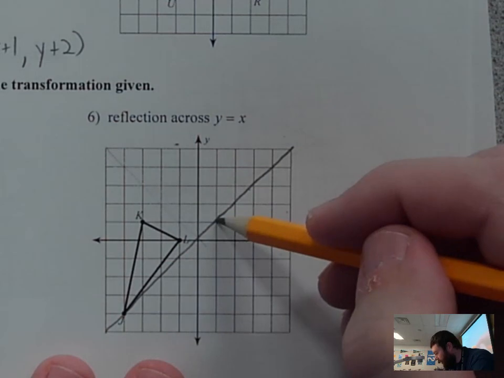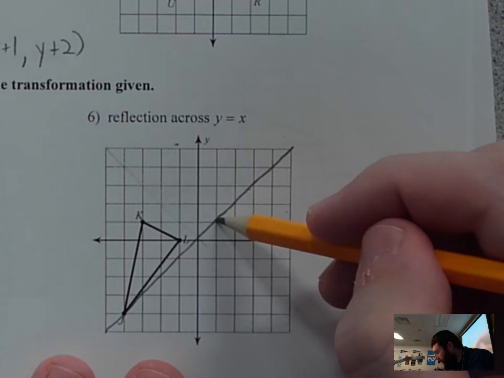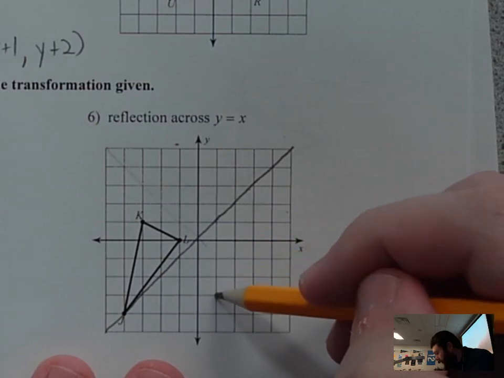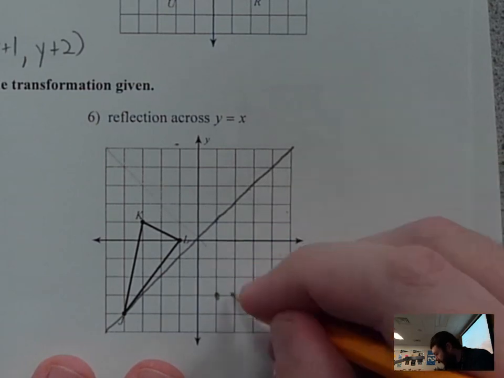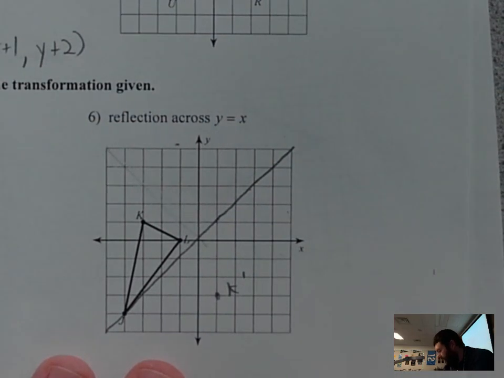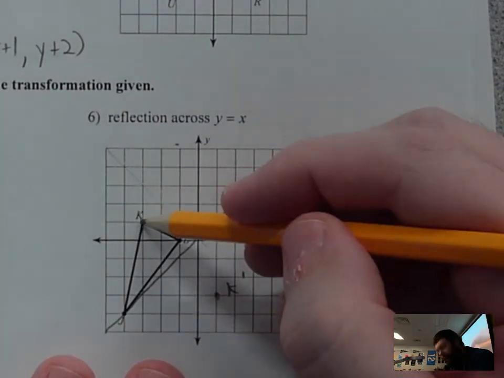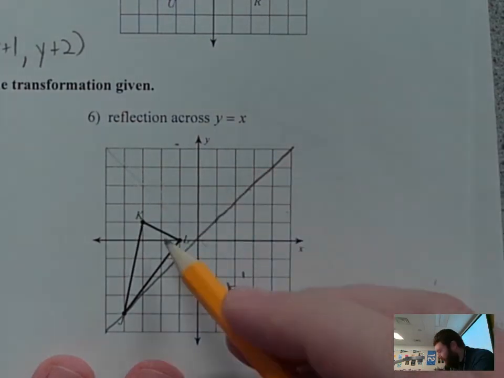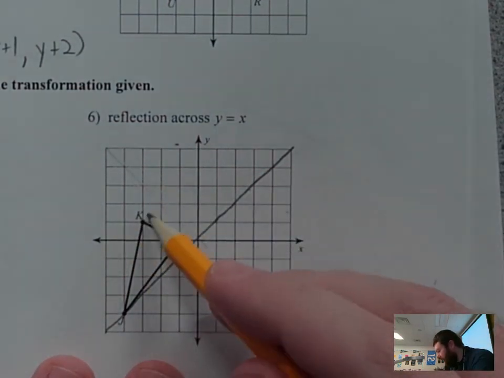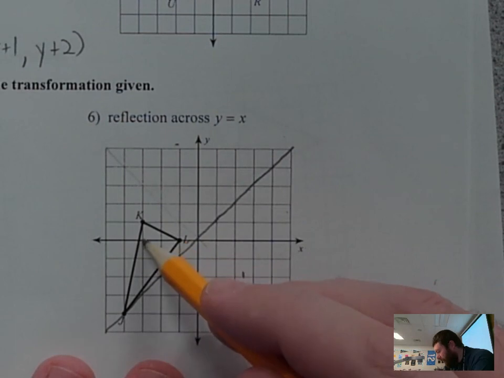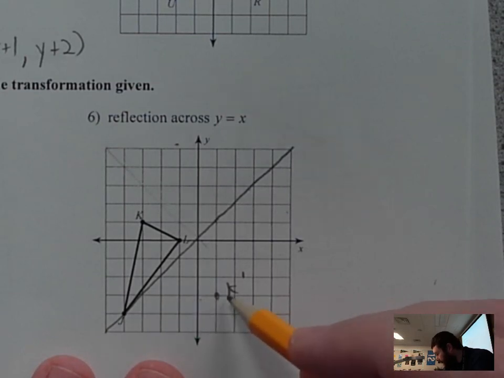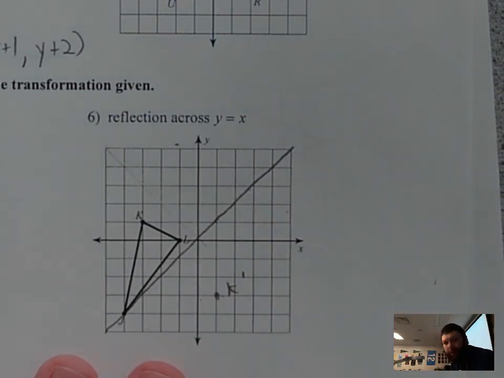So I went horizontally to it, so I would go vertically away from it. So 1, 2, 3, 4, that's K prime. Which makes sense because if it flipped across this line, it's going to end up somewhere around there, right? So again, all you do is count either horizontally, and it would be the same way if I counted vertically at first. So I go 1, 2, 3, 4 to it and count horizontally away from it. 1, 2, 3, 4. I get the same point.